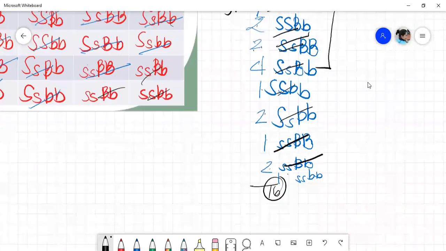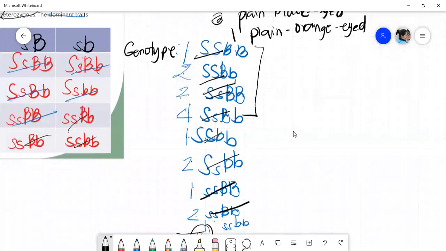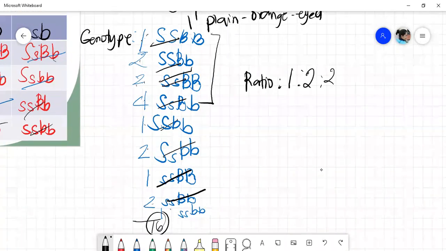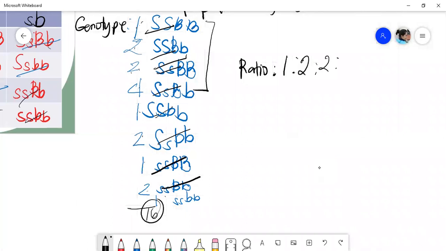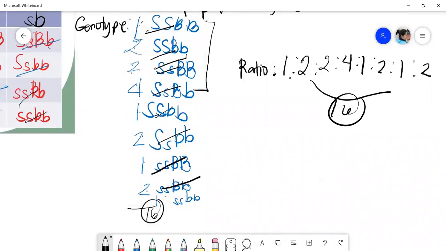Now, let's look at the ratio first. So, your ratio means you just count this. 1 is to 2, is to 2, is to 4, is to 1, is to 2, is to 1, is to 2. So, if you count all of those, the total will be 16.